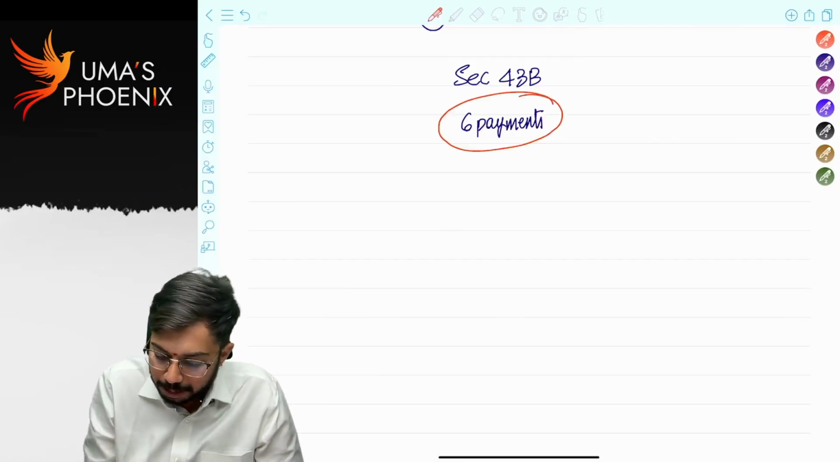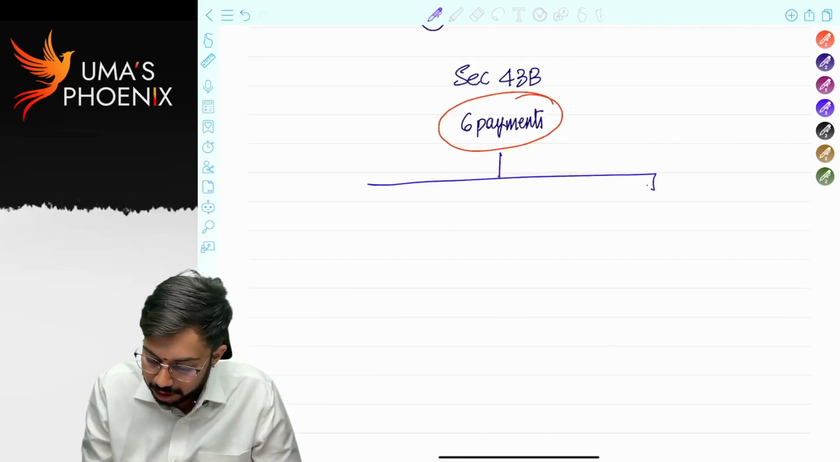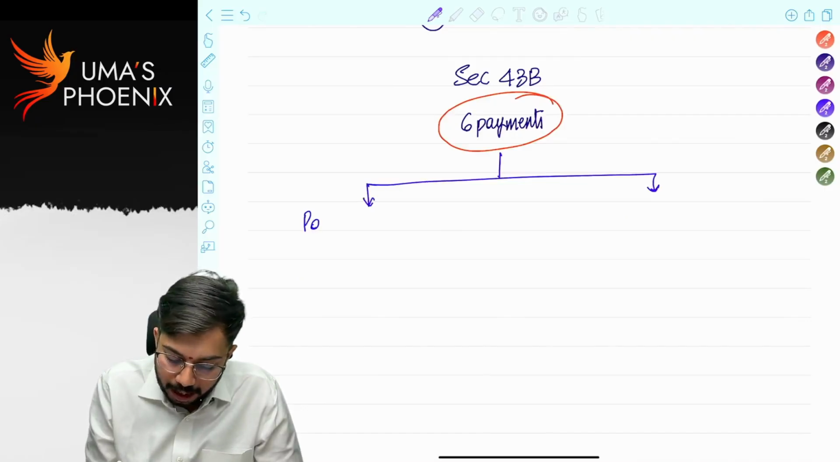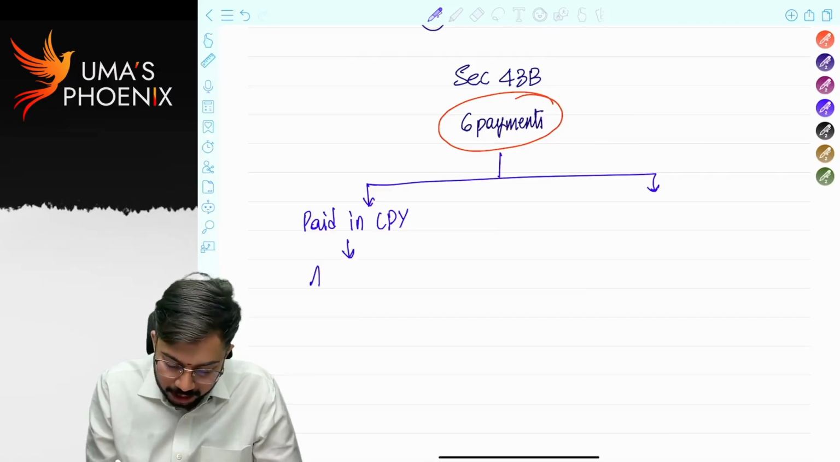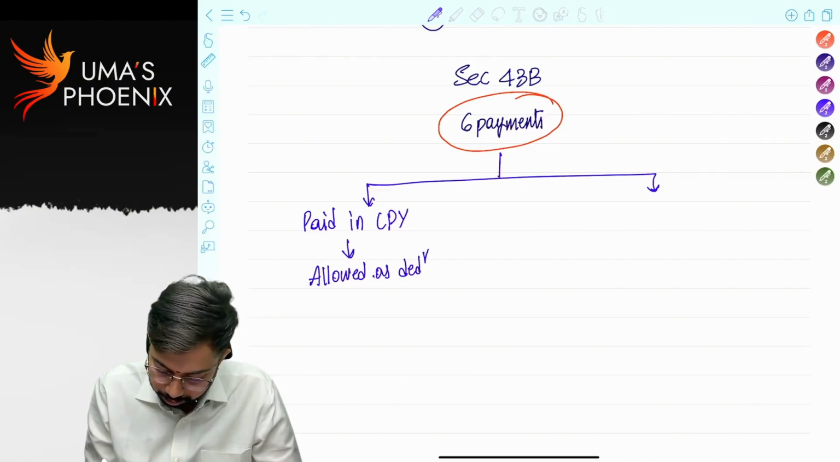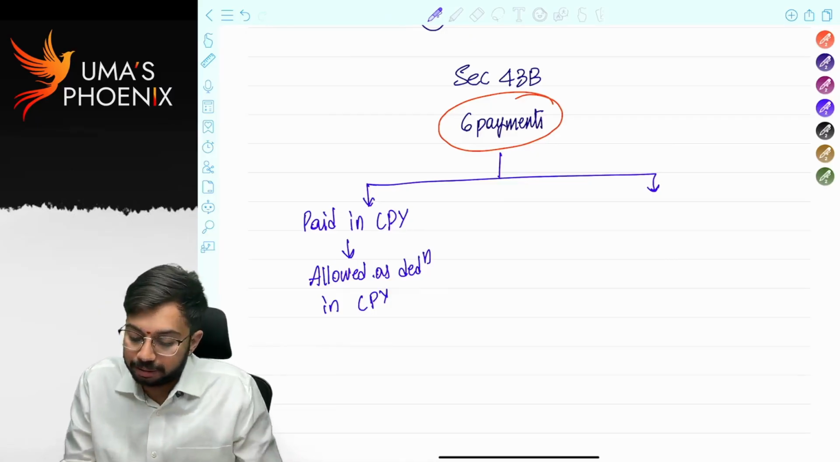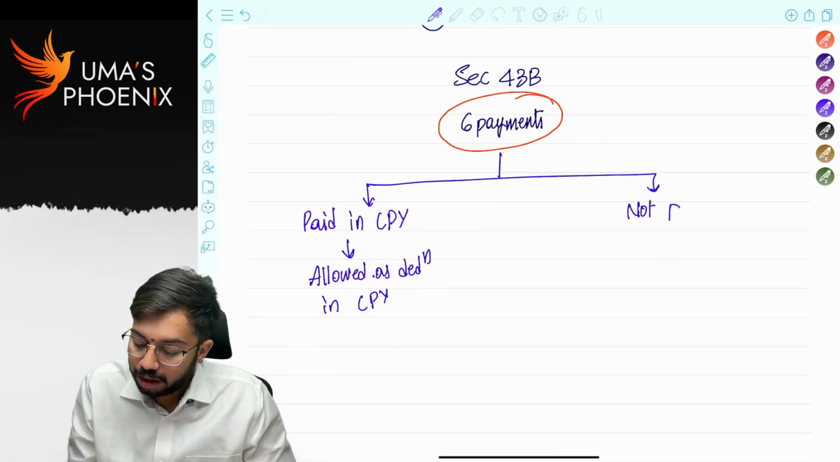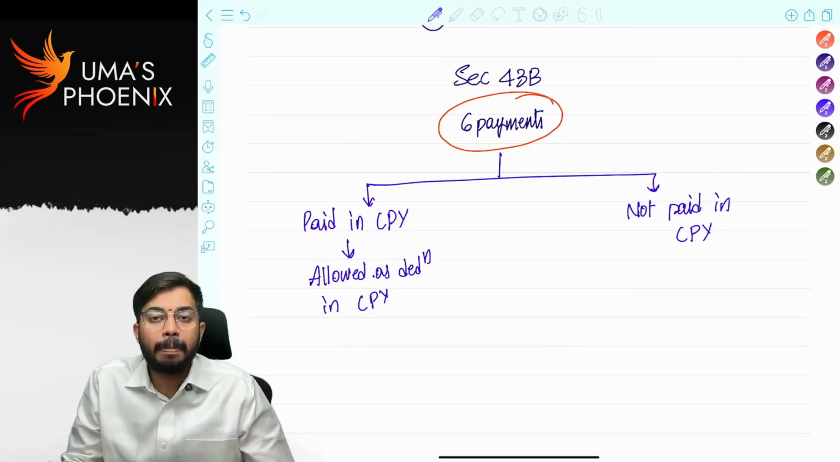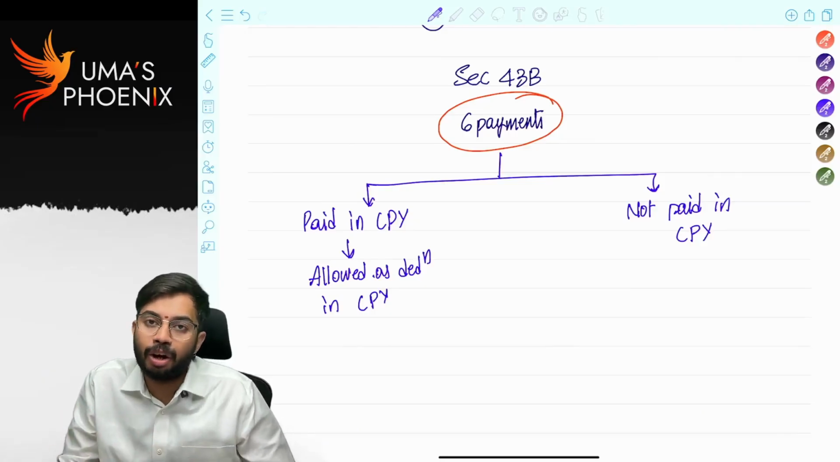So these 6 payments, if they are paid in current previous year, allowed as deduction in current previous year. If these 6 payments are not paid in current previous year, then we have to check whether these are paid before ITR due date or not. ITR return filing due date.